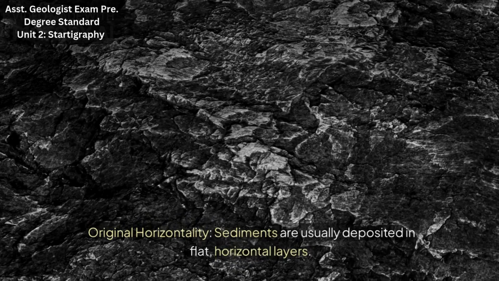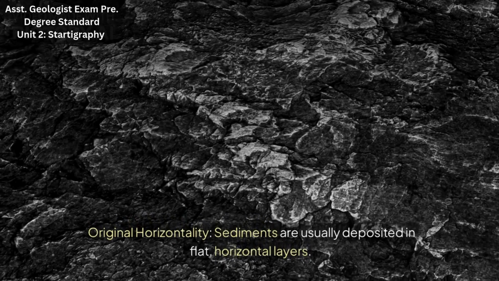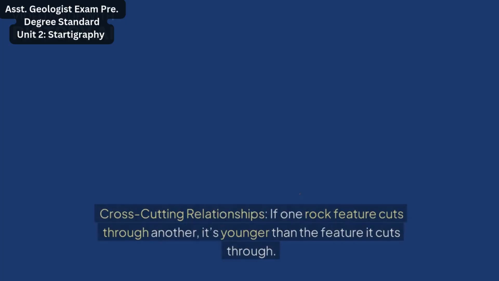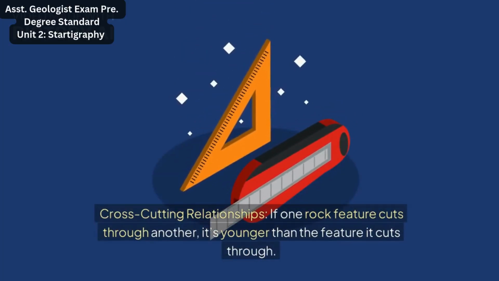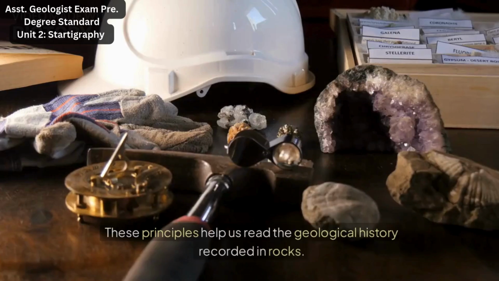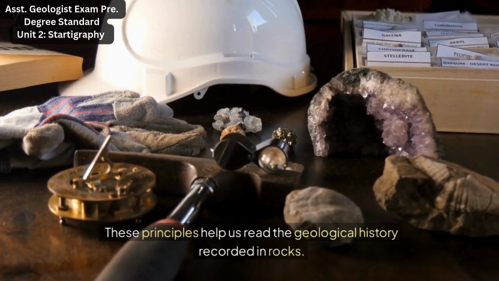Original horizontality. Sediments are usually deposited in flat, horizontal layers. If they aren't flat, something must have happened to them later. Cross-cutting relationships. If one rock feature cuts through another, it's younger than the feature it cuts through. These principles help us read the geological history recorded in rocks.